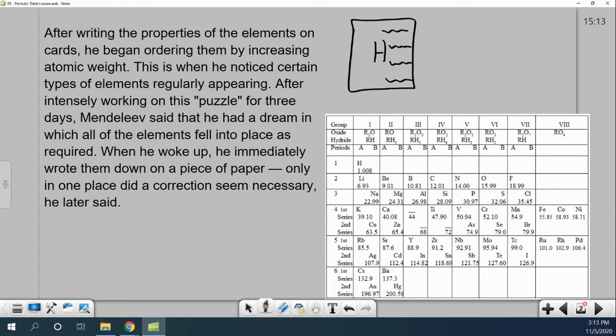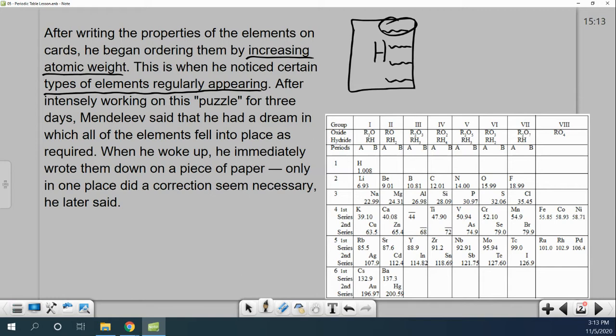And eventually he began ordering them by increasing atomic weight. So there's a little weight number in the top corner. He's like, I wonder if I could organize them by weight, and let's see what happens. So he puts them all in order by weight. And he noticed certain types of elements regularly appearing. He's like, what's happening here? It seems like every 8 or so, I get the same type of element showing, one that acts the same way.